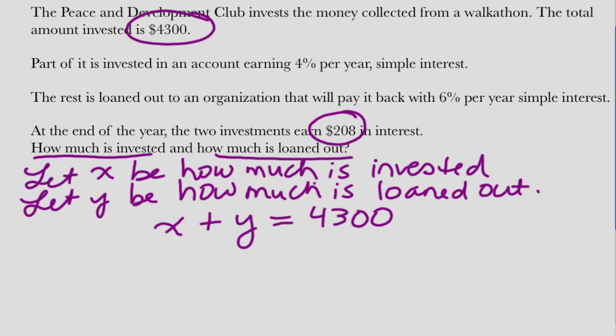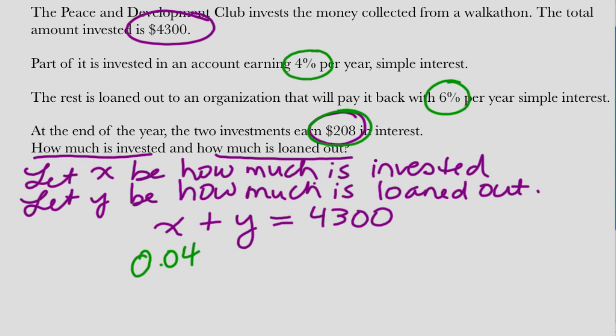The second equation is usually a little bit more complicated. We might bring into account the interest at 4% per year and 6% per year, and that equals a certain amount of interest. So I know that the part that's invested at 4%, I would never use 4 in my math answer.